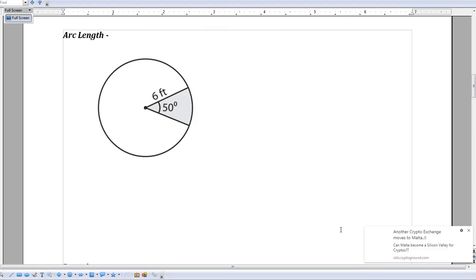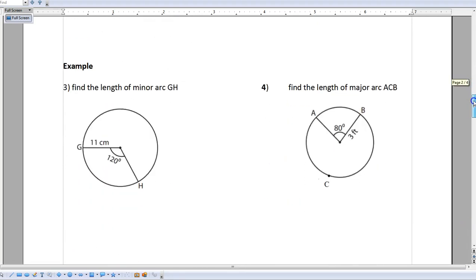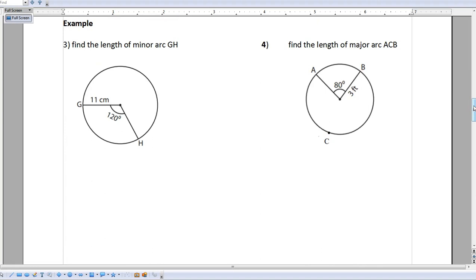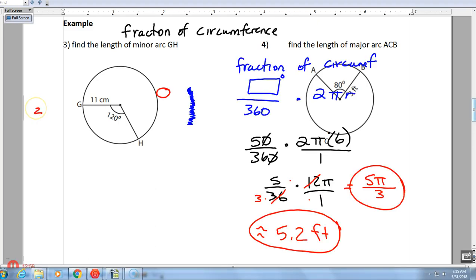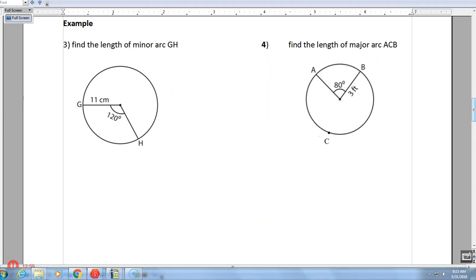Alright, we got a couple examples maybe. You know, I'm not going to do number 3 because number 3 is exactly like we just did. I'll leave that to you. Maybe I'll pause it and do it after class. But number 3 says find the minor arc GH. So that means find this piece.